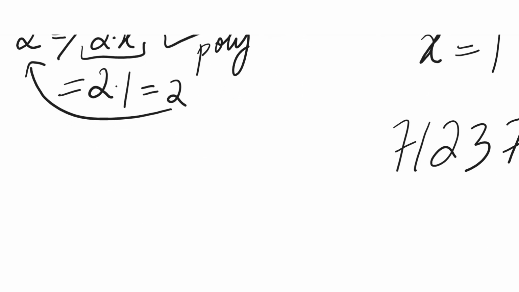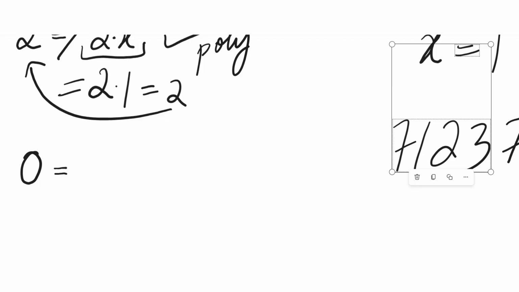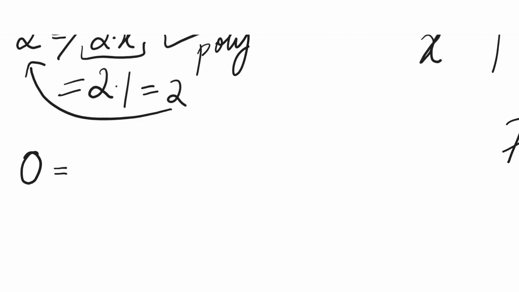Now, similarly, what about 0? Do you think 0 is a polynomial or not? Yes, 0 will become a polynomial. For the same reasons, I can express my 0 as 0 times x to the power of 0. Hence, that is a polynomial. Okay. So far, so good.